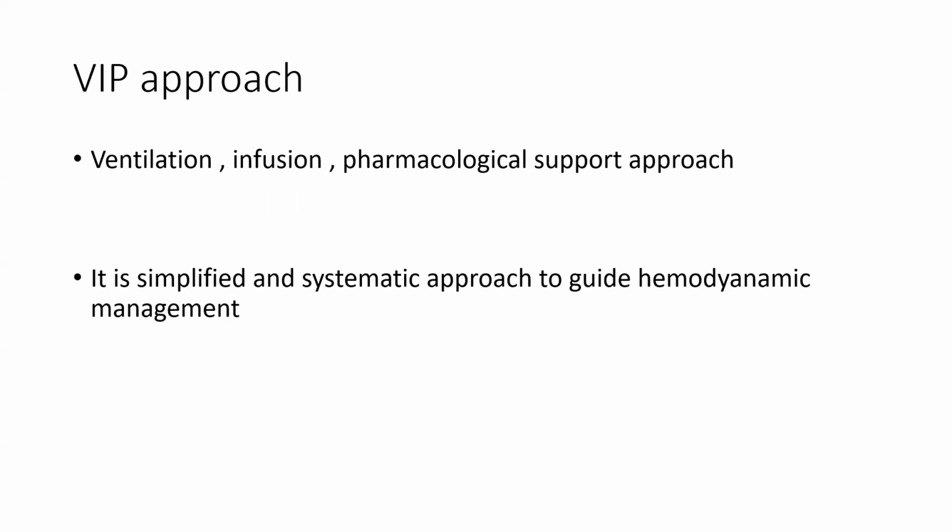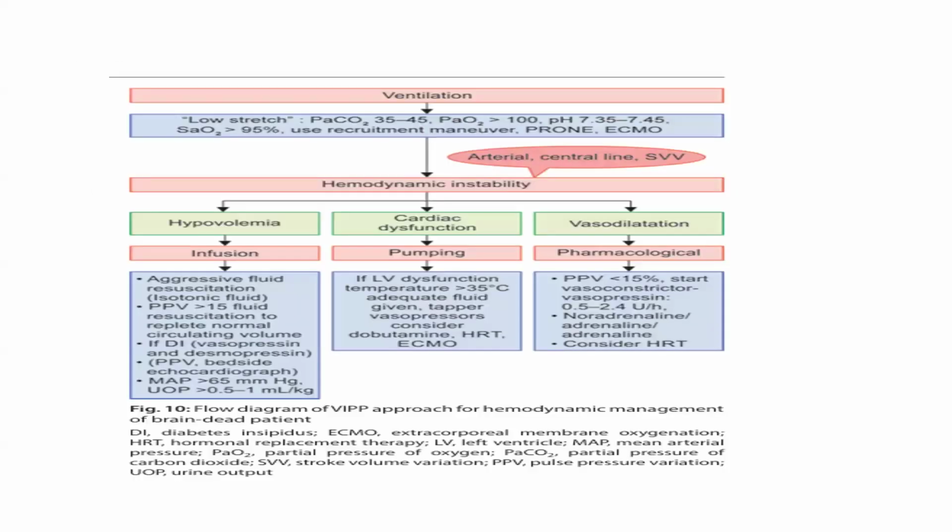Then the VP approach, that is ventilation, infusion, and pharmacological support approach. It is a simplified and systemic approach to guide hemodynamic management. So this is the flow diagram of the VP approach. That is the ventilation. It is the low stretch protocol. That is PaCO2 should be between 35 to 45. PO2 should be more than 100. pH should be in the range of 7.35 to 7.45. Saturation should be more than 95%. Use recruitment manual if needed, prone, and use ECMO.